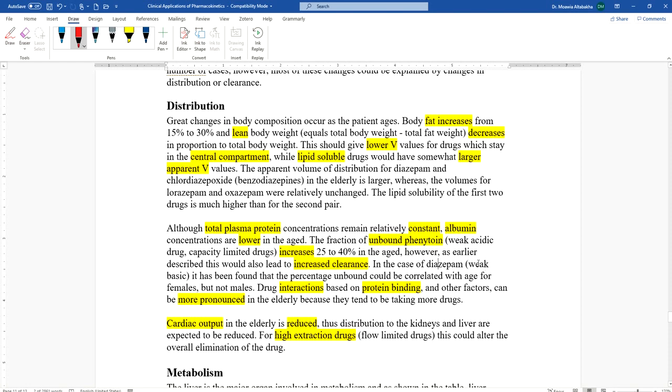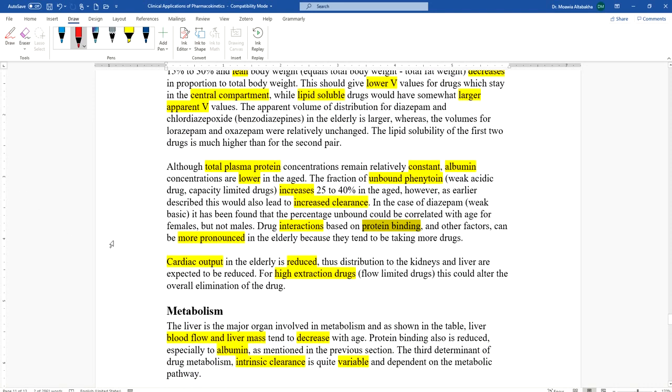For diazepam, which is a weak base, the opposite: it has been found that the percentage of unbound drug could be correlated with age for females. So it is affected, but mainly in the female, not the male. Okay, we also have to pay attention that drug-drug interaction involving protein binding, meaning displacement, can be more pronounced in the elderly. This means that if a drug-drug interaction on protein binding is there, it will be more pronounced, more significant in the elderly population.